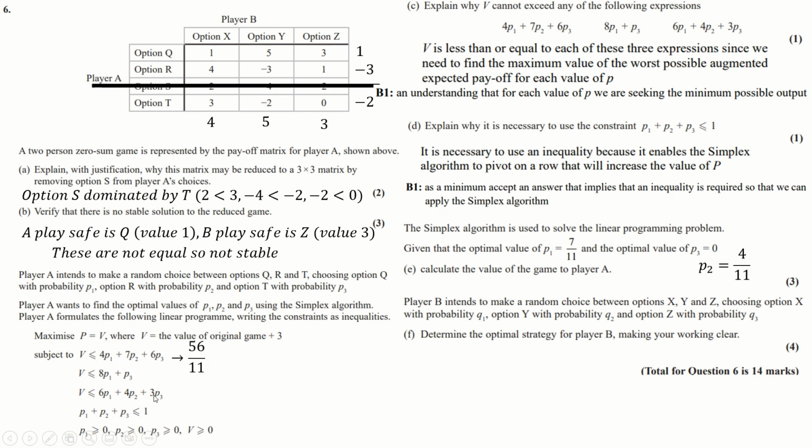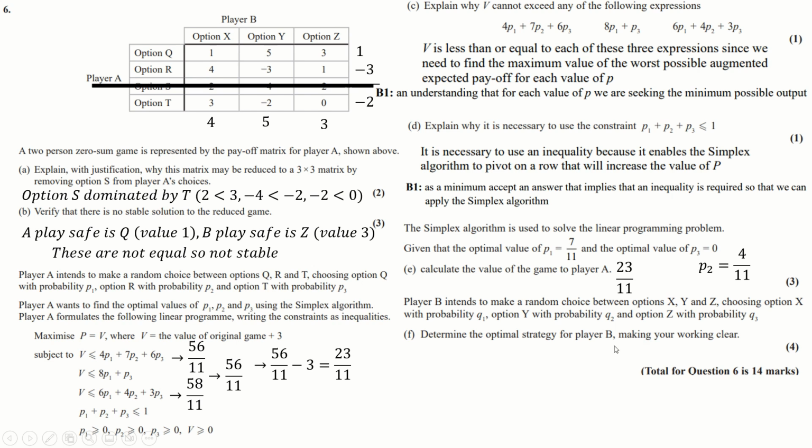We're going to do the same thing here. 8 times 7/11 plus 4/11 gives us this, and the last one gives us that. And we're choosing the minimum, which is either one of these two. It doesn't matter, but we need to choose the minimum because we're less than, as we were saying up here. But of course, we've added 3 to this entire game to make it all positive, or 0. So we're going to take away 3 from this to get our final thing of 23 over 11 as our answer. Player B intends to make a random choice with probability Q1, Q2, and Q3.